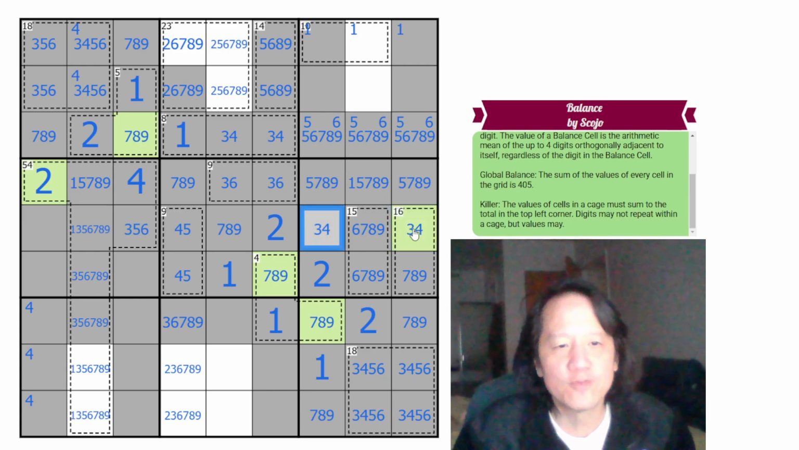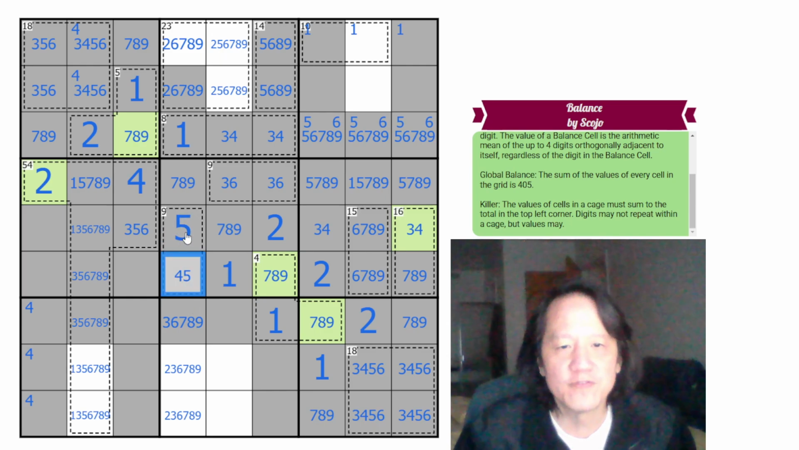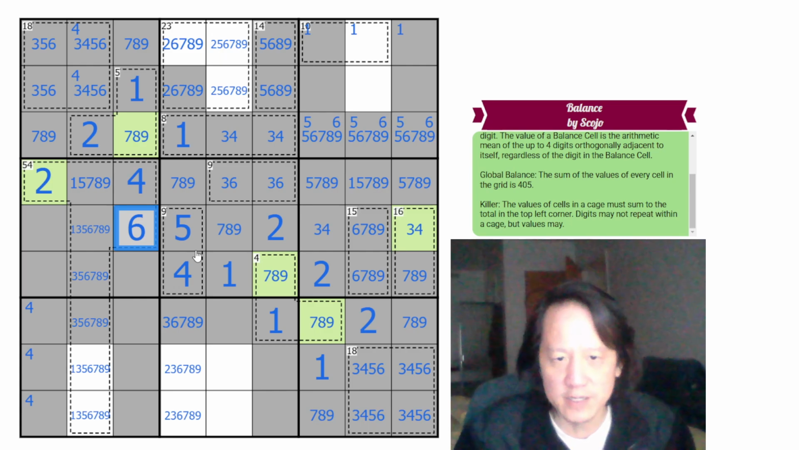Now we have a 3, 4, 3, 4 pair in row 5. So the rest of the row cannot contain 3, 4. So therefore this can't be 4, so this is 5. This can't be 5, so this is a 4. This can't be 3, 4, or 5, so it has to be a 6 then here.